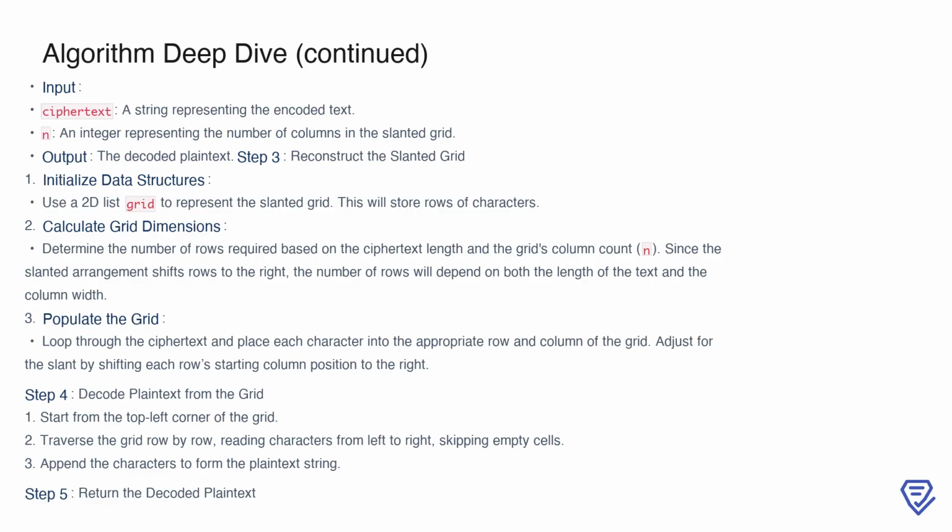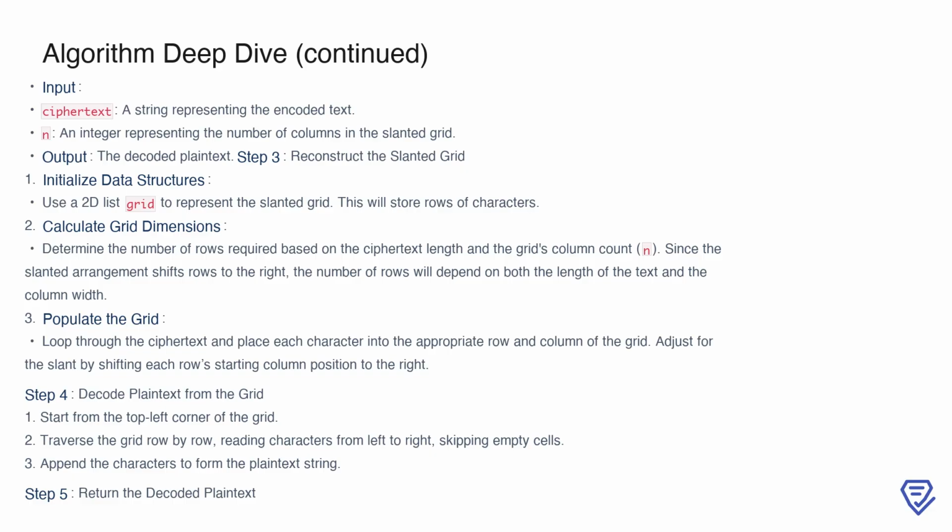The next step is to calculate the dimensions of the grid. Specifically, we need to determine the number of rows required. This depends on the length of the ciphertext and the column count, n. Since each row starts one column further to the right, we must account for this slant when calculating the grid layout. Once the dimensions are determined, we populate the grid by iterating over the ciphertext and placing each character in the appropriate position. The slanted arrangement is achieved by shifting the starting column for each new row to the right.